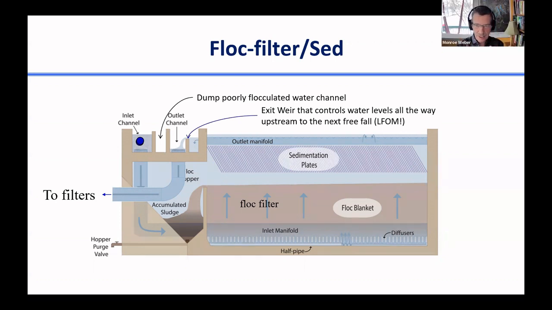And that inlet channel flows across these pipes, and so the water can enter those pipes and go down into the inlet manifold, which is in the bottom of the sedimentation tank, go through some diffusers, up through the flock filter, up through the plate settlers, and out the outlet manifold and over to the filters. Okay?